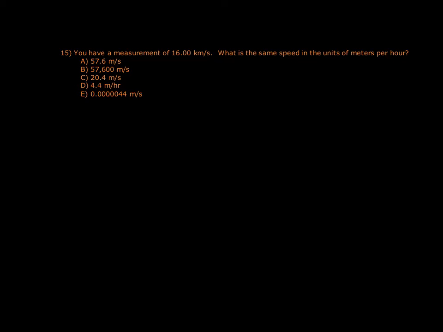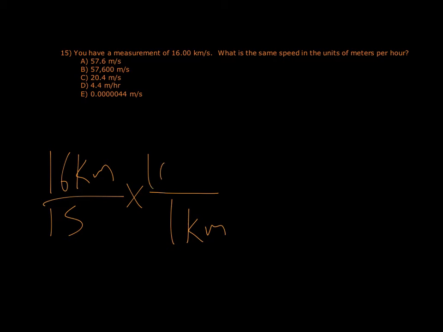All right, if you have a measurement of 16 kilometers per second, how much would that be in meters per hour? This was a typo that got missed. So in order to figure this out, you have to convert kilometers per second into meters per hour. So the first thing you want to do is convert kilometers to meters, which is, there's 1,000 meters in a kilometer. That's an M. And then you have to also convert the seconds into hours.